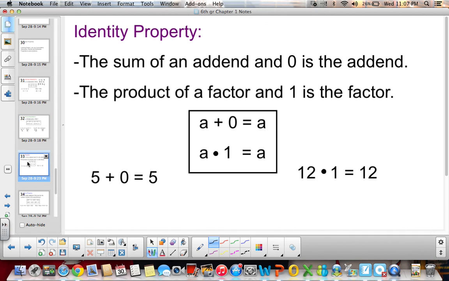Okay, the identity property says that the sum of an addend and 0 is the addend. So the addend being A, so A plus 0 equals A, okay, or 5 plus 0 equals 5. The product of a factor and 1 is the factor. So A times 1 equals A. So 12 times 1 equals 12. 3 times 1 equals 3. 3 plus 0 equals 3.